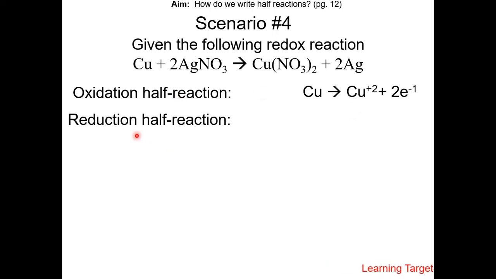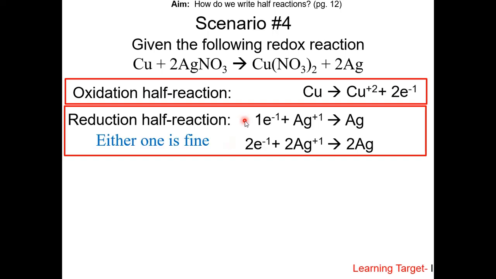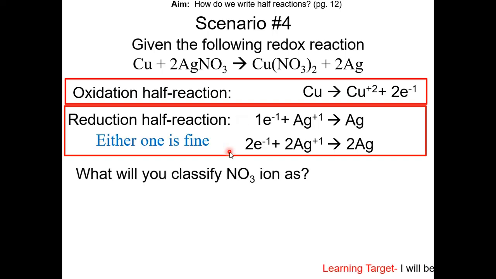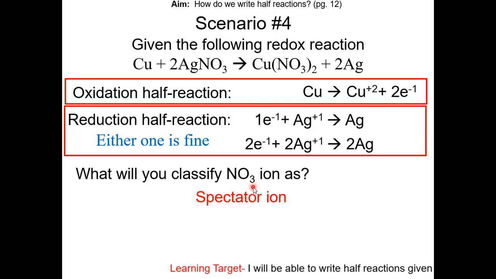For the reduction half reaction, silver goes from positive 1 to 0. It gains 1 electron and is written on the reactant side. Since the oxidation half reaction involves 2 electrons and the reduction half reaction involves 1 electron, we can double the reduction half reaction. Either one is fine for the Regents exam. What will you classify nitrate ion as? In the redox reaction, the nitrogen and oxygen did not change oxidation numbers. Therefore, nitrate ion can be classified as a spectator ion.